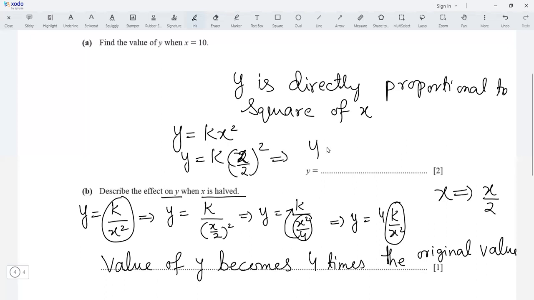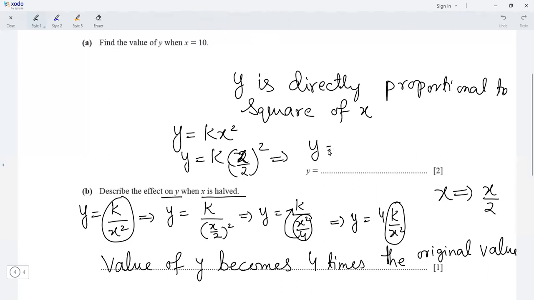So y equals k and x squared over 2 squared is 4. So we can write y equals 1 by 4th of kx squared. We can see the value of y becomes 1 by 4th of the original value.